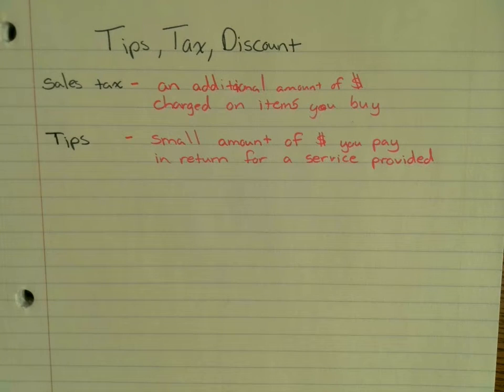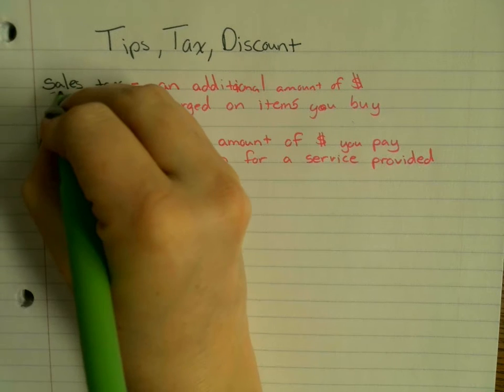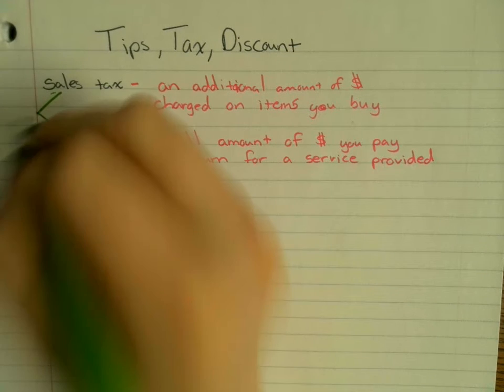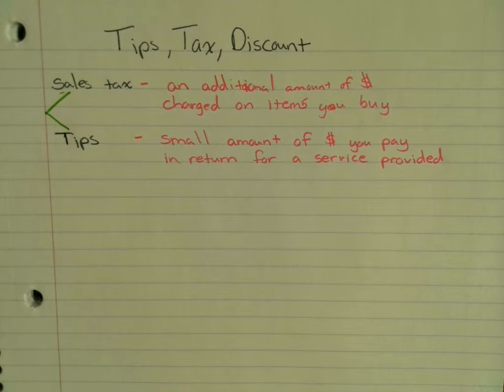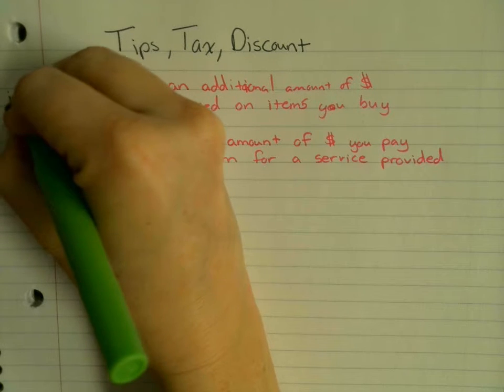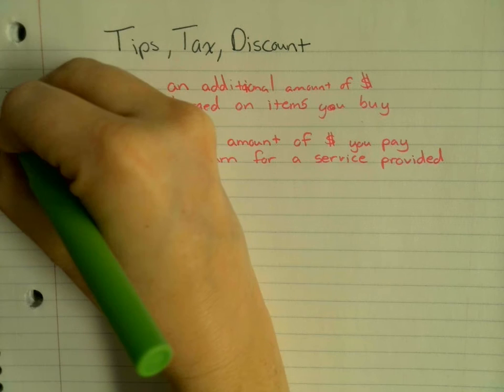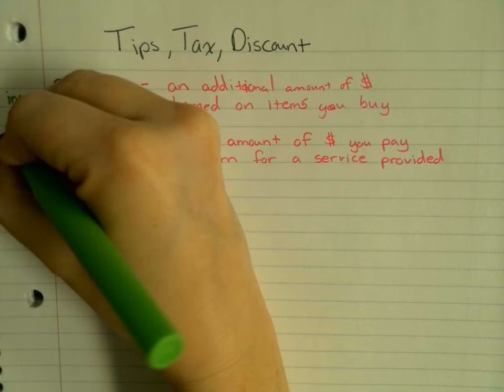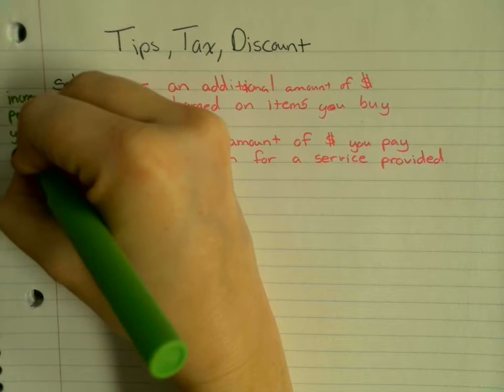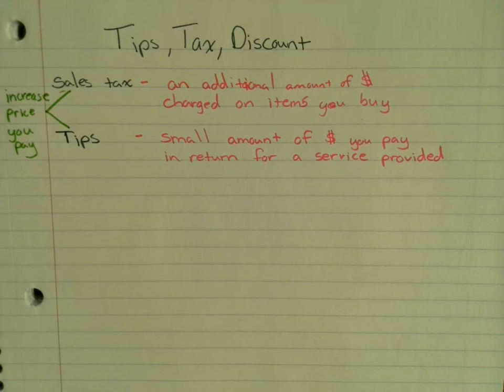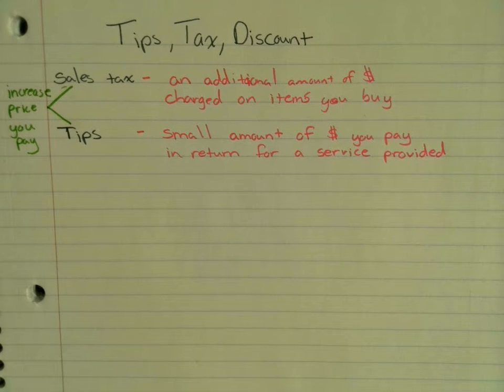Okay, so again, these two items right here, sales tax and tip, are going to increase the price you pay. So when you look at a shirt and you're like, oh, the shirt is only $19.99, you're not going up to the register and only paying $19.99. You are paying tax on it. So that tax is going to increase the price of the shirt.